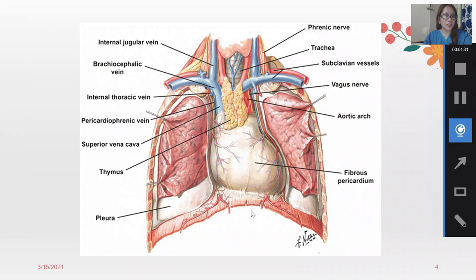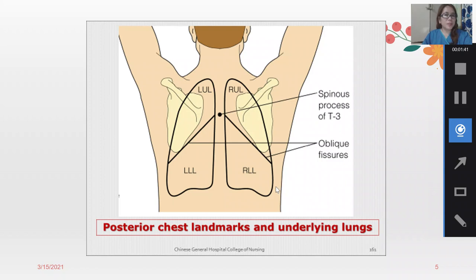Okay, just a closer look of your lungs and your heart. Okay, and the nerves around it. Okay. So, this is the posterior chest landmark and the underlying lungs. So, ibig sabihin posterior pag nakatalikod ang inyong patient. So, this is the right upper lobe, the left upper lobe, the left lower lobe, and the right lower lobe. So, pag nakatalikod si client, makikita lang natin yung two lobes of the lungs.